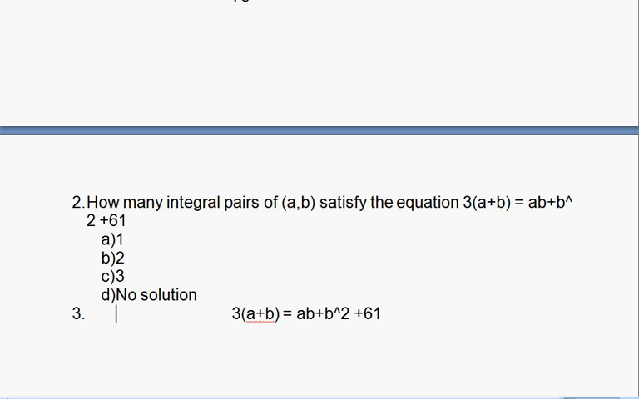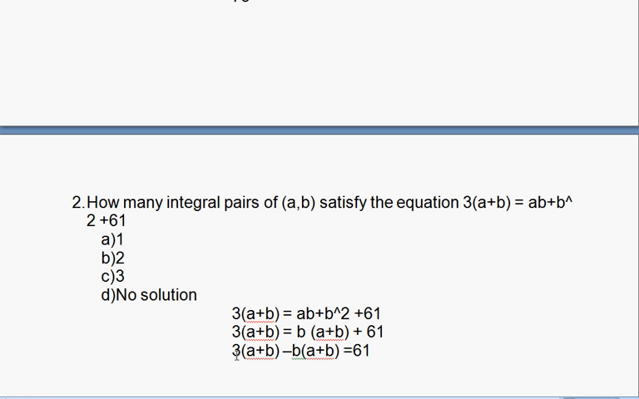Let's try and simplify this. Can we simplify it? Let's see. Can we write it as 3 times A plus B, which is already there, is equal to, let's take B common out of these. So B would be common here, and it would become A plus B plus 61. Further, let's simplify it. It becomes 3 times A plus B minus B times A plus B, and it is equal to 61.